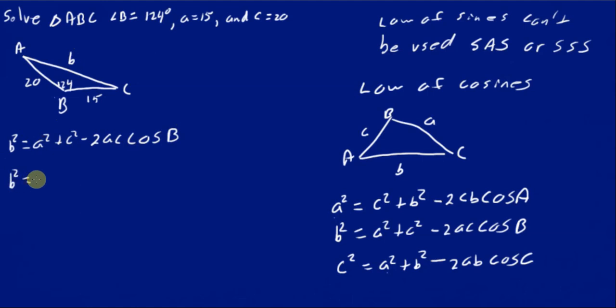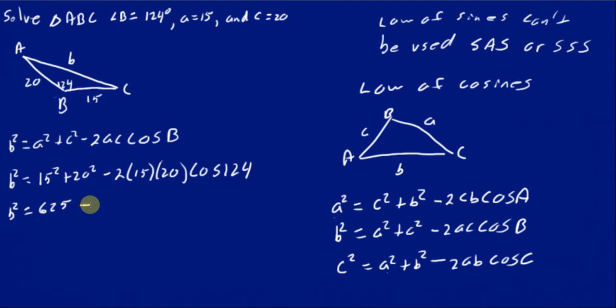So b squared equals a squared, which is 15, plus c squared, which is 20, minus 2 times 15 times 20 times the cosine of my angle B, which is 124. And you can see it's a nice simple equation. I only have one unknown, which is b squared. So we got 15 squared, that's 225, plus 400, so that's 625, minus 2 times 15 times 20, I believe that's 600.